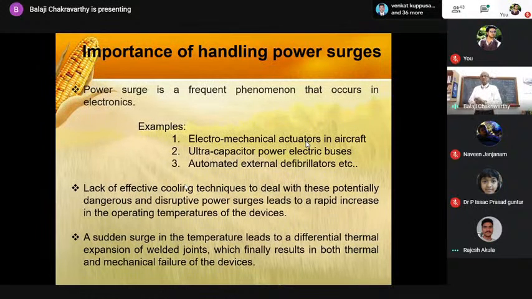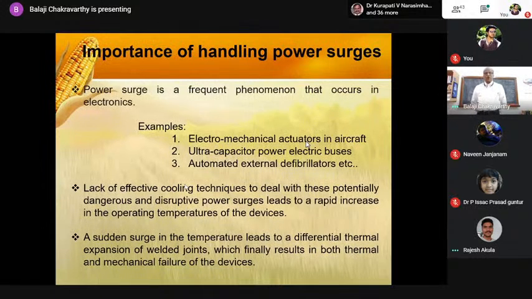Okay. So examples are electromechanical actuators in aircraft, ultracapacitor power electric buses, and automated external defibrillators. This is kept in hospital. Somebody has a cardiac arrest. We put this on, no? So they'll give that electric shock to revive him. Lack of effective cooling to deal with this can lead to a rapid increase in the temperature.